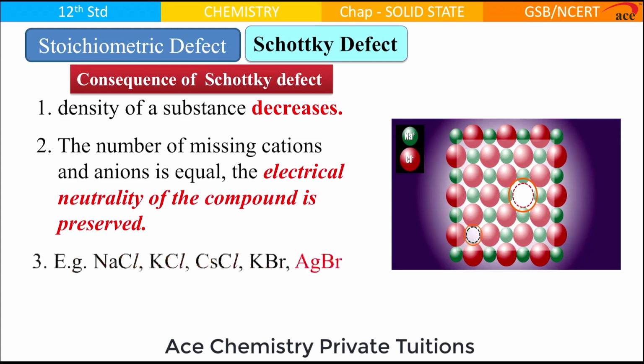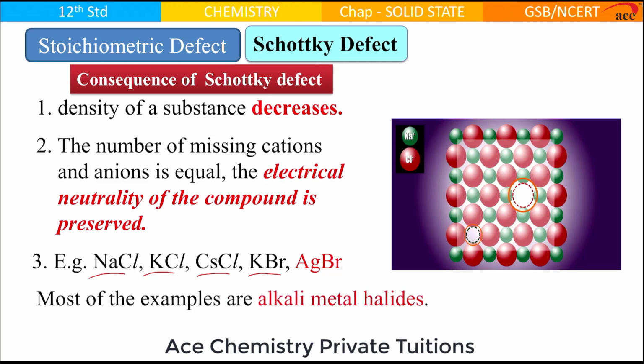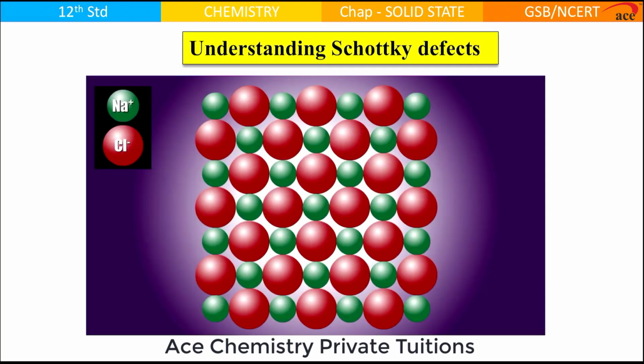If you check the examples, you will realize NaCl, KCl, cesium chloride, KBr, most of these examples are alkali metal halides. But one is the odd man out here. Silver bromide is also found to be an example of Schottky defect. For us, this is an unusual, exceptional example to remember. Silver bromide is an example of Schottky defect.